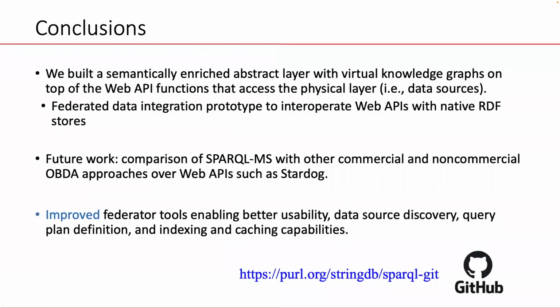To conclude this work, we built a semantically enriched abstraction layer by using the virtual knowledge graph on top of the web API functions, and by doing that, we provide access to the physical layer, the original data sources. We federated these different data sources by also showing a prototype that interoperates the web API with the native RDF stores, in our example, between OMA and the STRING database. This is the GitHub of our approach, and thank you for your attention.